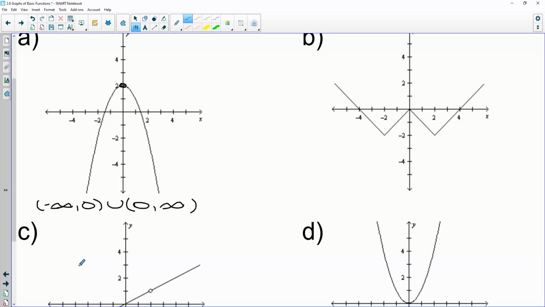Remember, in that interval notation, parentheses mean not equal to, brackets are equal to. If we look at B, can I draw that whole thing without picking up my pencil? So what's my domain?